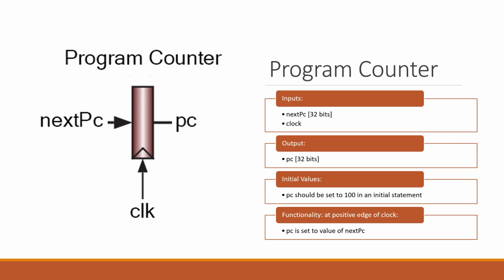The first module we're going to implement is our program counter. Our program counter will have 2 inputs, the clock and the next PC being 32 bits wide. The output of this module is going to be PC, which is also 32 bits wide. Initially, the output of PC should be set to 100 in an initial statement. This is 100 in decimal, by the way, not hex. The functionality of this module is that at the positive edge of the clock, the value of PC is going to be set to the value of next PC.